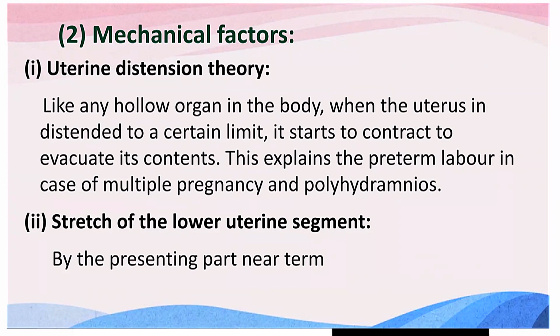The mechanical factors include uterine distension theory. Like any hollow organ in the body, when the uterus is distended to a certain limit, it starts to contract to evacuate its contents. This explains the preterm labor in case of multiple pregnancies and polyhydramnios. The second mechanical factor is stretch of the lower uterine segment. Usually the stretch of the lower uterine segment occurs by the presenting part near term.